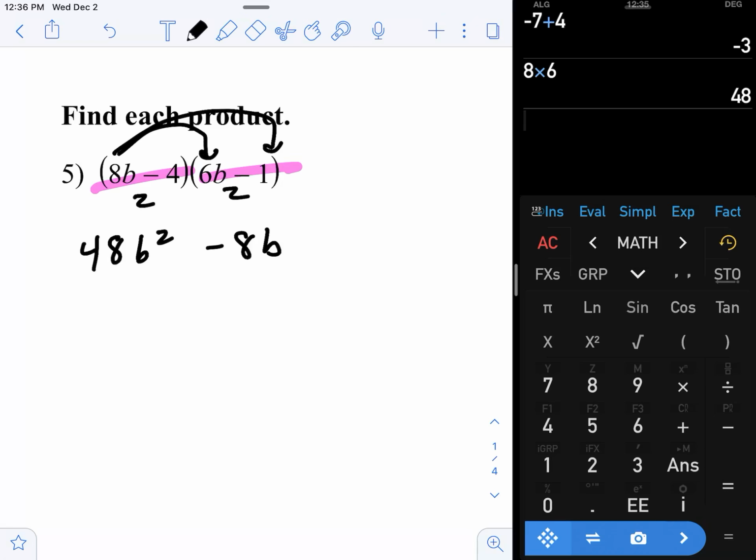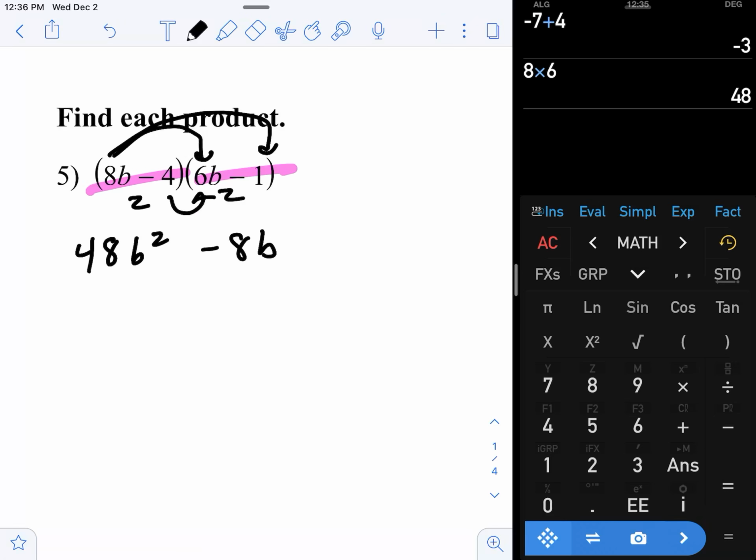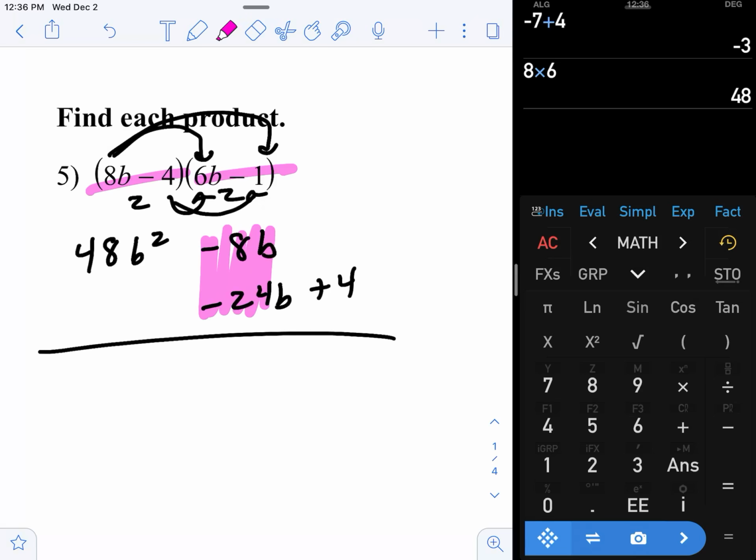Now I'm going to multiply the negative 4 times everything. And again, I line that up so that now I'm going to collect these terms. Negative 8, negative 24.